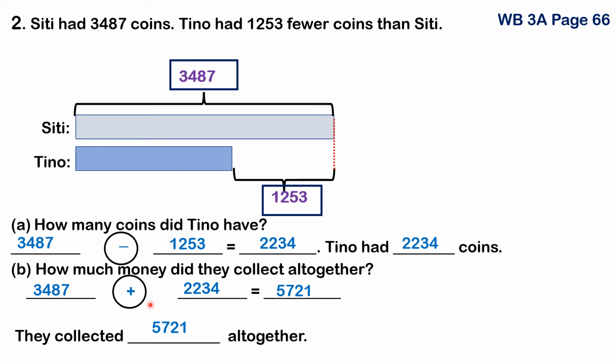And question B, how many coins did they collect altogether? So we have to add Siti's coins, which is 3,487, with Tino's coins, which is 2,234, to get 5,721 coins. So Siti and Tino collected 5,721 coins altogether.